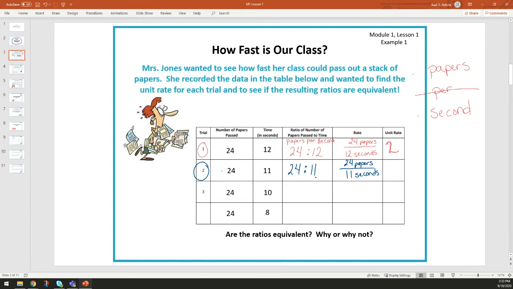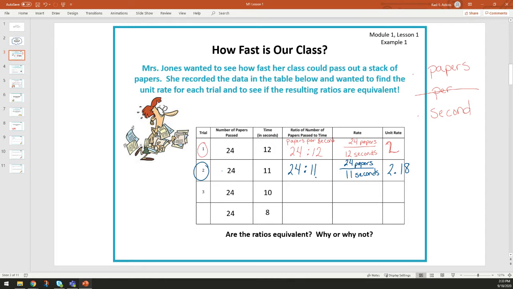So in your calculator, you should see that you had a long repeating decimal. It kept going on with a pattern forever and ever. It did not terminate or stop. I'm going to keep it to that hundredths place, that second decimal place, for what I'm doing today. So now I can say for our second trial's unit rate, we had 2.18 papers per second being passed out.